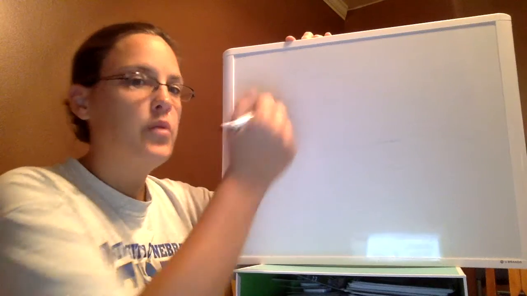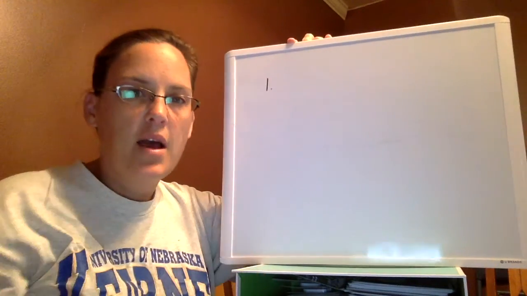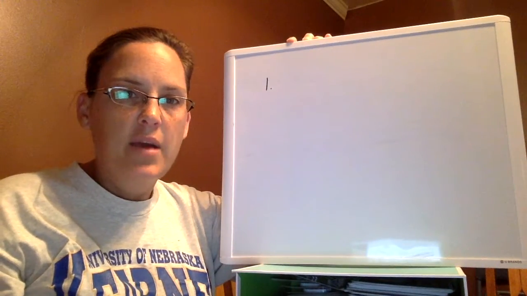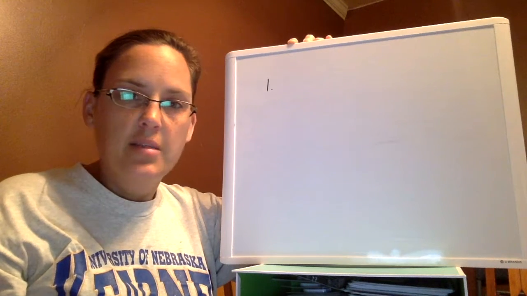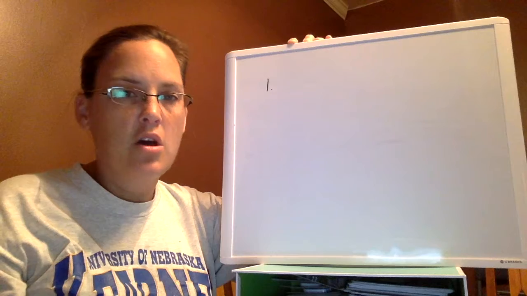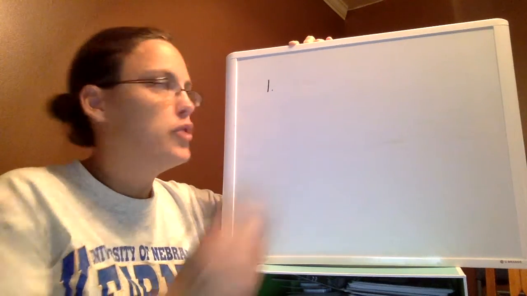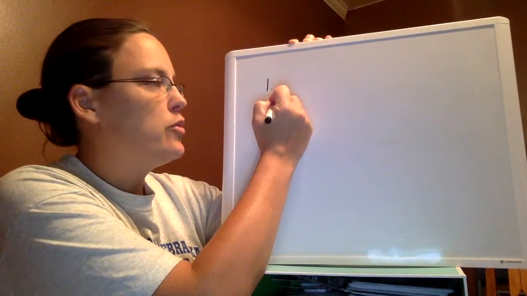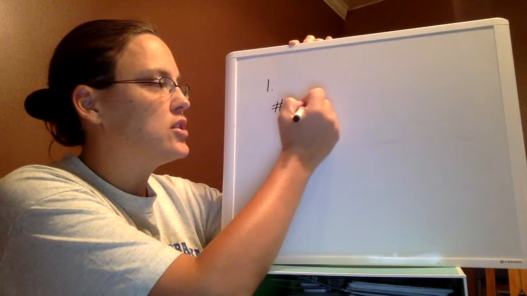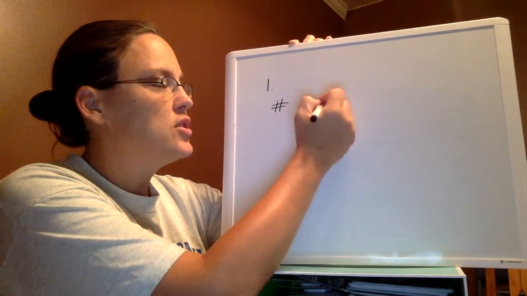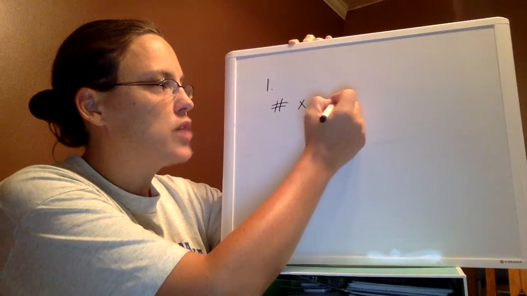For number 1, it's a solar system question, and it says it takes Earth about 365 days to orbit the sun, and Uranus about 85 times as long, and is asking for a numerical expression. And remember, numerical expressions contain numbers and an operation like times, division, addition, or subtraction.